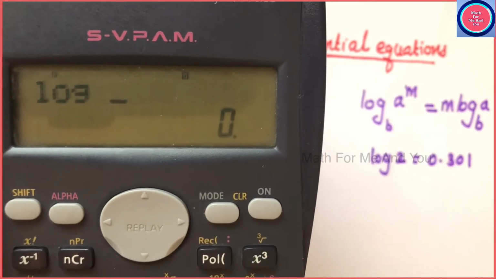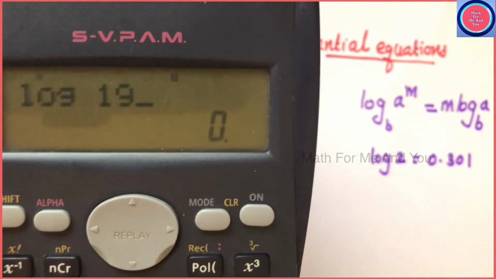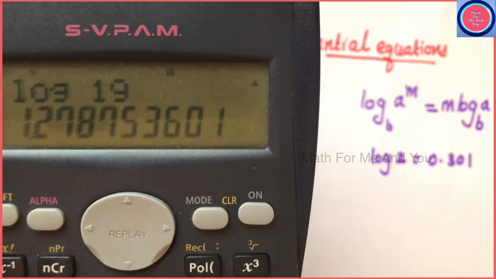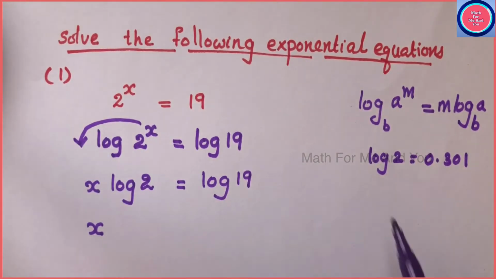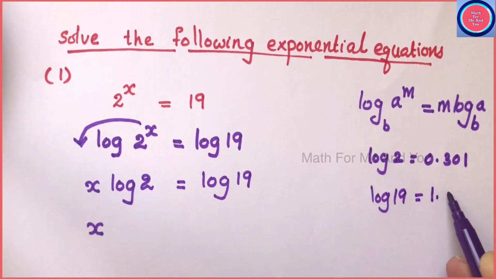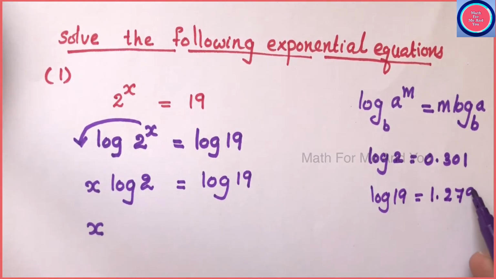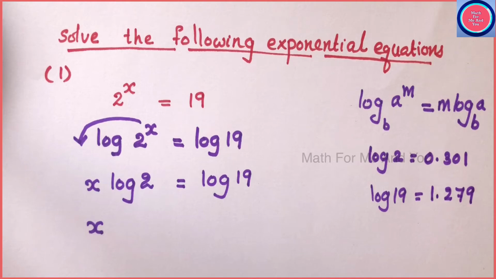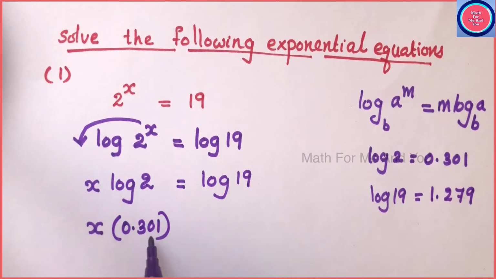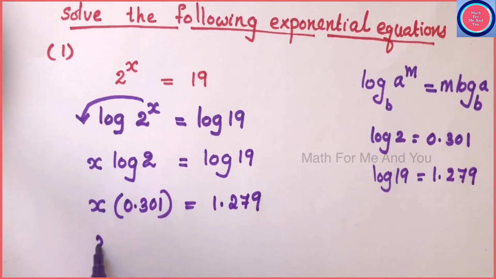Next we can find what is log 19. Log 19 is almost equal to 1.2787 etc. So we correct to 3 decimal places. Log 19 is approximately equal to 1.279 we could write. Give these values in the given equation. x times, now we write the number, 0.301 is equal to 1.279.